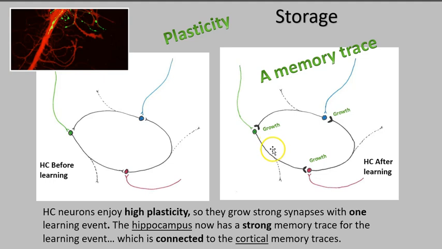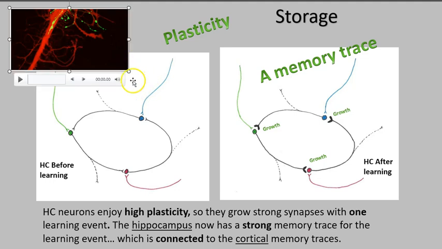So the particular pattern of activity in the cortex is now going to be stored as a memory trace in the hippocampus. And the way you store a memory is you grow stronger synapses between the neurons that were activated by the learning event. And it's important to note here also that hippocampal neurons enjoy high plasticity, so they grow strong synapses with one learning event. The hippocampus now has a strong memory trace for the learning event, which is connected to the cortical memory traces. After all, it was the cortical brain cells that were sending information down their axons to the hippocampal neurons. So the hippocampal memory trace is connected to the cortical memory traces.